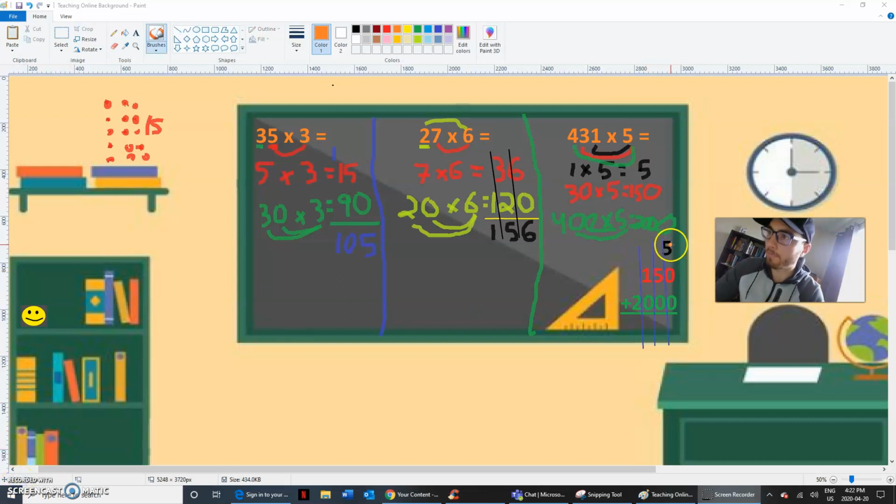So let's look at the ones place value first. So we have 5 ones plus 0 ones plus 0 ones is 5. 5 in the ones. 5 tens plus 0 tens is 5. So now we have 5 tens and 5 ones. Then we go to the hundreds. 100 plus 0 hundred is 100. And finally 2,000 plus nothing else is 2,000.